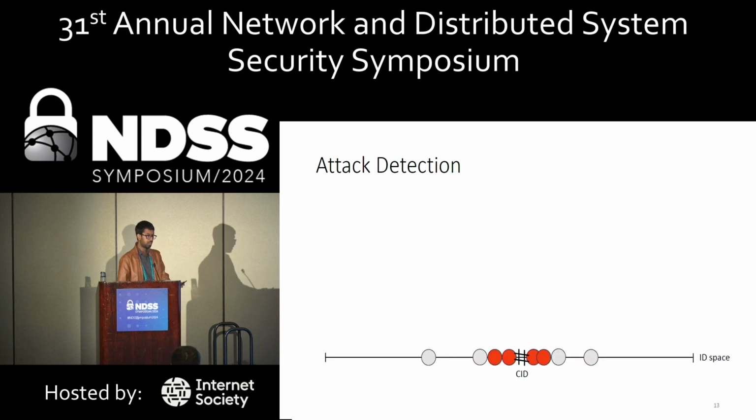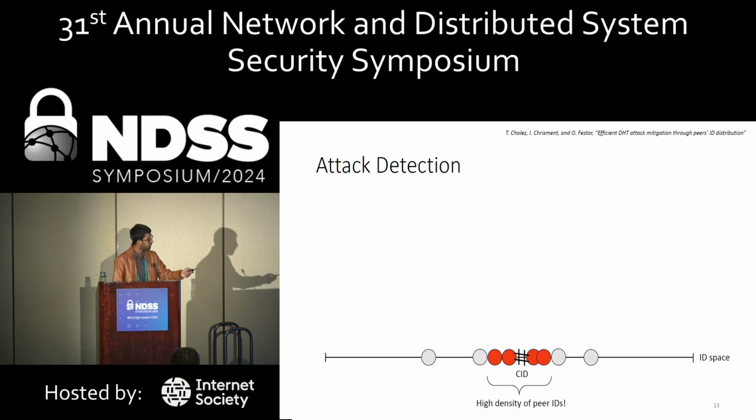Now I'll move on to how one can detect whether this attack is happening on a certain content ID. The key idea for the detection is that if the attacker has launched these Sybil nodes with peer IDs that are very close to the CID, then you must have a high density of peer IDs close to this target content ID compared to the rest of the network, because the adversary has concentrated its peers here. This is the idea that was proposed originally in this reference, and we built off that.